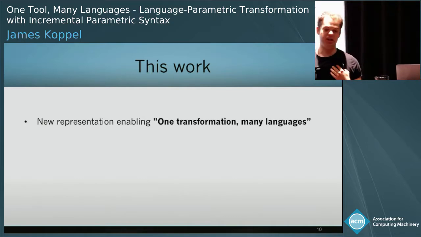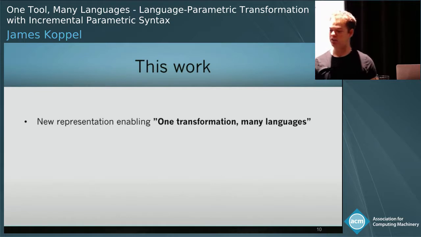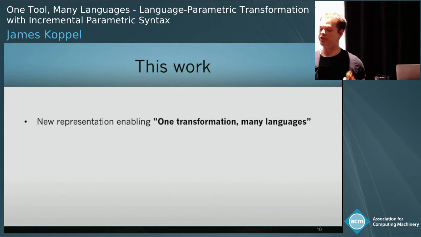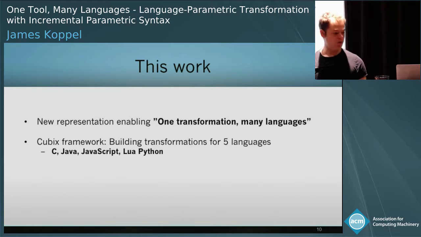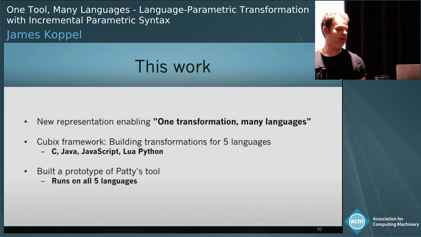We have a new representation called incremental parametric syntax that makes it possible to write a single source-to-source transformation and run it on many real languages and get human readable outputs. We've implemented this in our Cubix framework for C, Java, JavaScript, Lua, and Python. And we have indeed prototyped Patty's tool for 5 languages simultaneously.